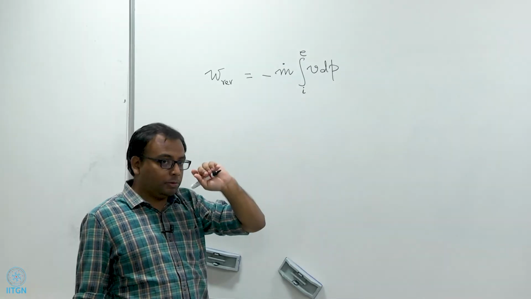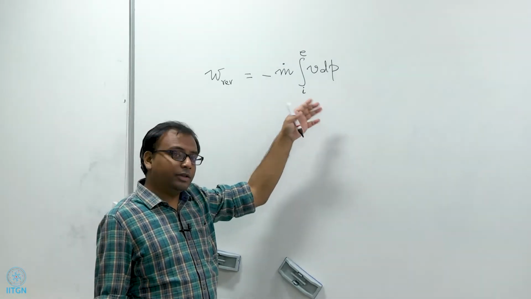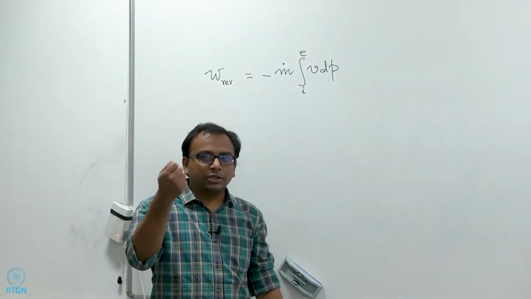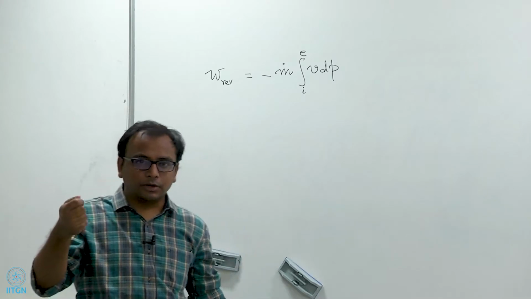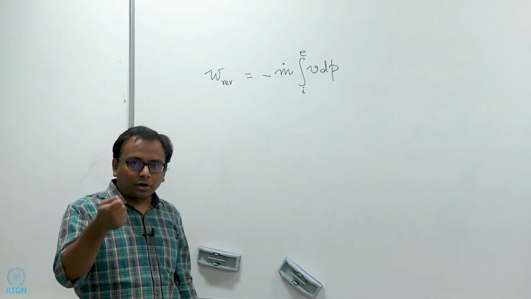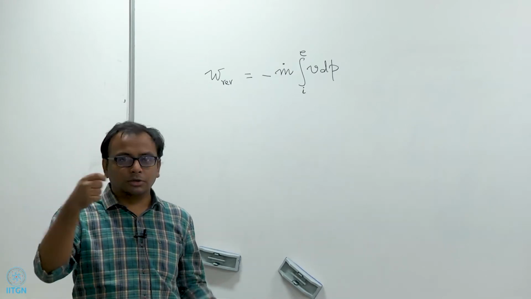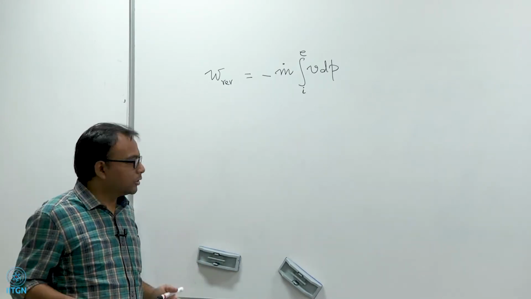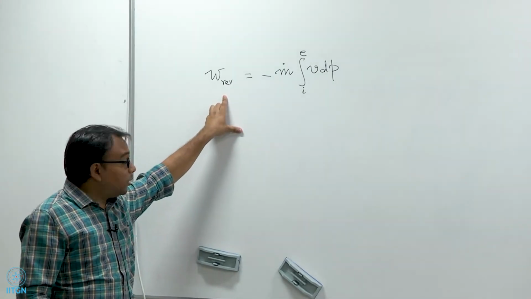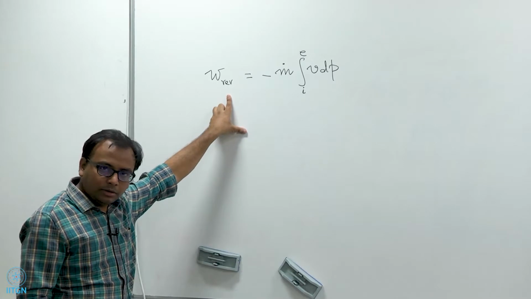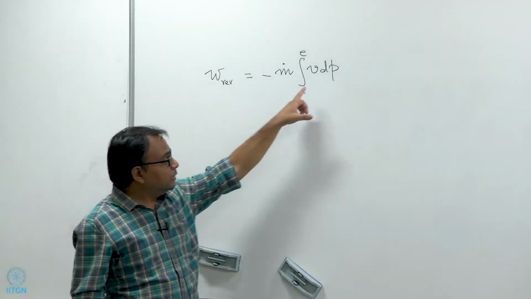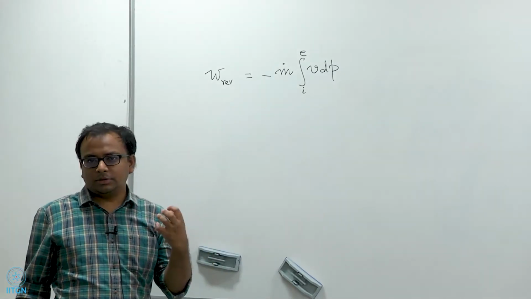By the way, please keep in mind that even if there is heat transfer, this is still valid. The only thing is that the device has to work reversibly, so the heat transfer has to happen reversibly. In other words, there cannot be any internal entropy generation within the control volume or within the device that we are talking about. So, let us apply this and try to calculate the work output that we can get from a turbine and the work input that we need to give to a compressor when the working fluid is an ideal gas.